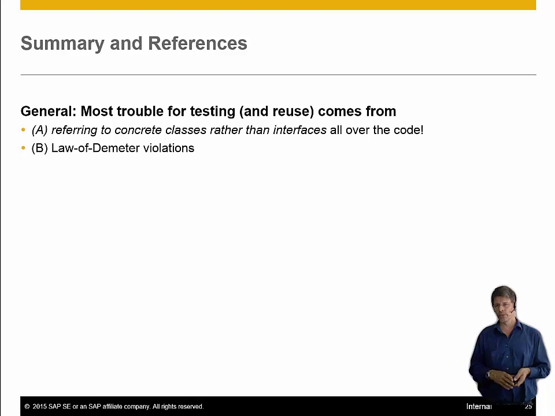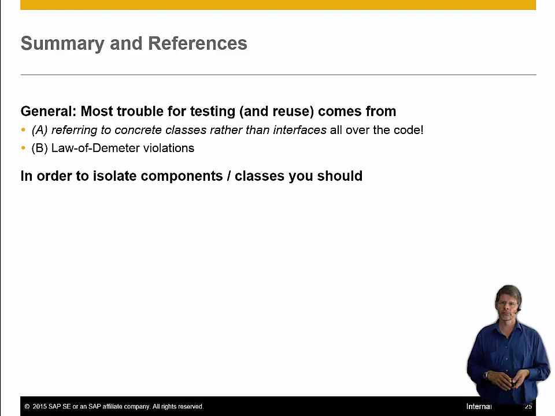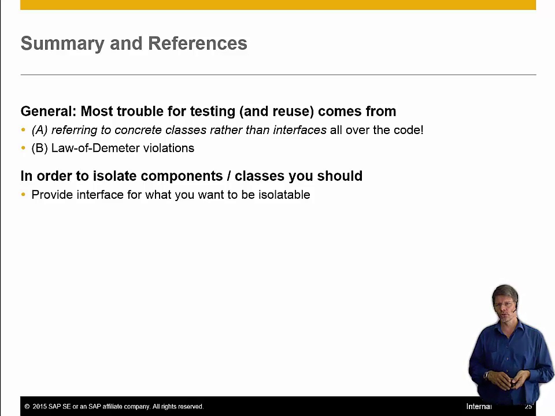The next thing, of course, is we saw that law of Demeter violation. So even if you have interfaces, if you walk them and you expose one object after another in this chain of dependencies, then still everything is tied down, this time to interfaces, but the structure is locked. That's not a good thing. So in order to isolate components or classes, you should do these things.